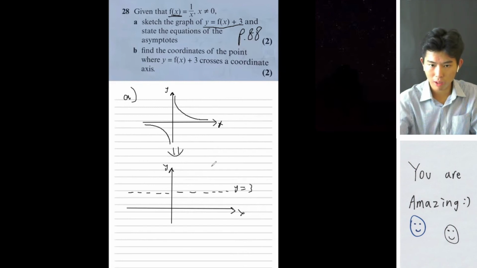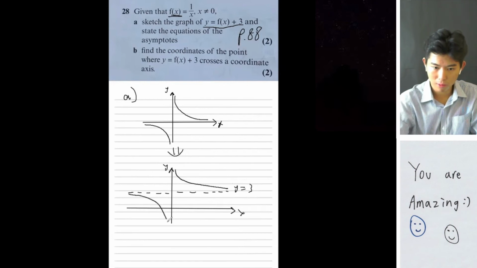Y equals 3. The curve should look something like this, and the curve is not touching the asymptote. So yeah, that's the graph for part A.